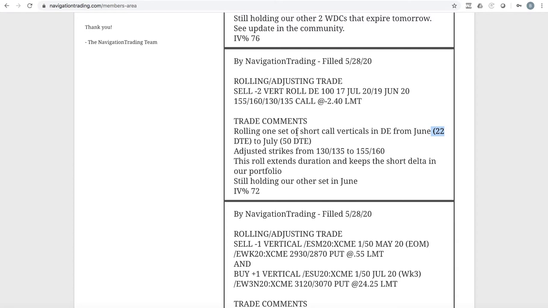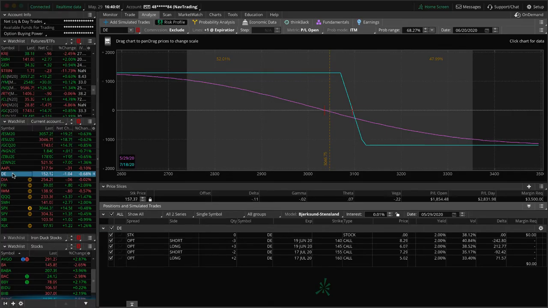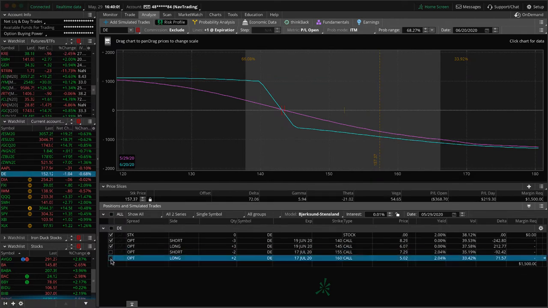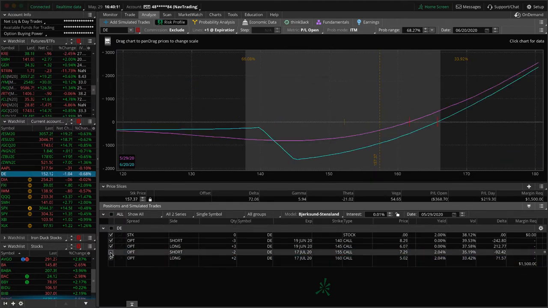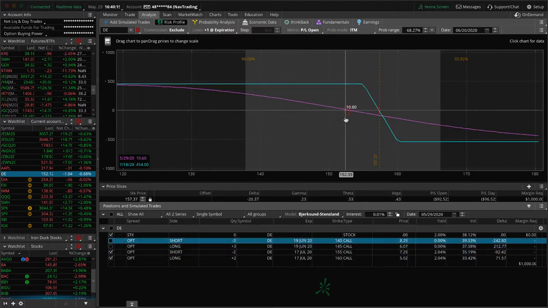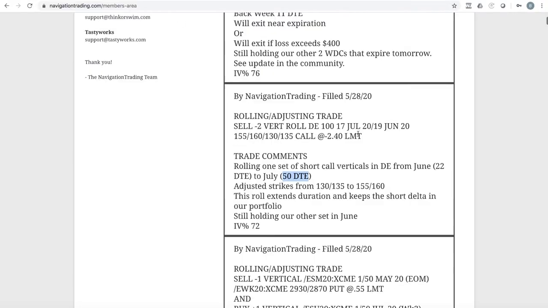Next alert, DE. Rolled one set of our short call verticals from 22 days to expiration out to 50. That's not the reason we rolled, though. It was more because price had run higher with a small chance of getting back into range, and we didn't want to just sit there and let theta decay. So we rolled this out and adjusted the strikes accordingly. Let's take a look at DE. We've got two pieces: the one still in June that's a little out of range, and the one we rolled to July, which is right here, pretty close to where we put it on. Again, just holding those for that downside, short delta exposure.